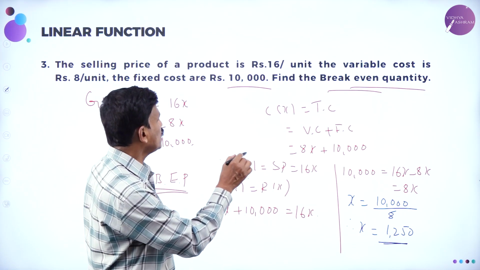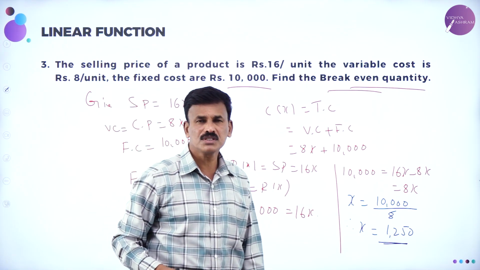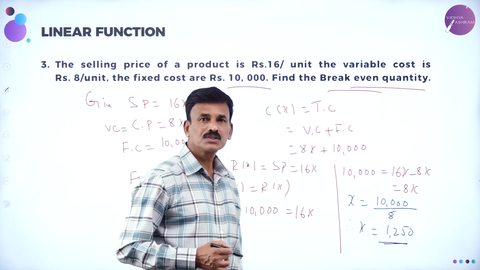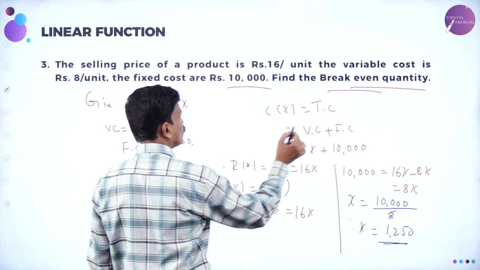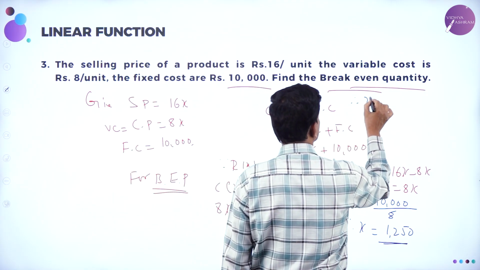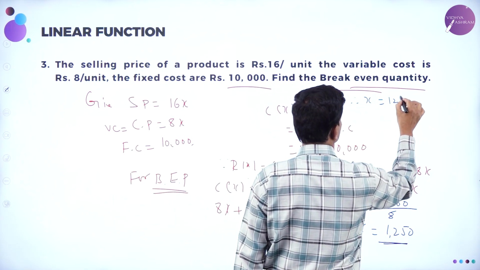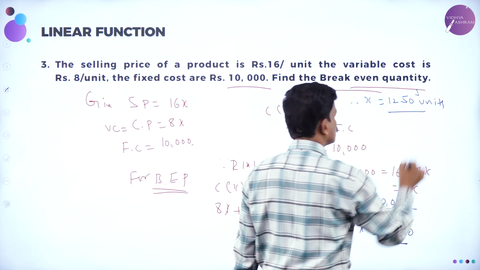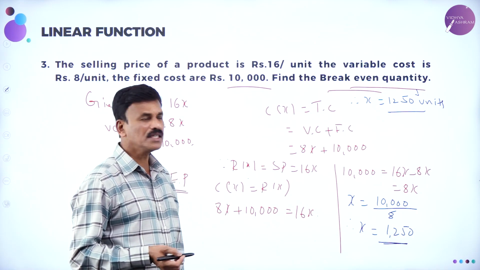So, the break even quantity is 1250, which is the value of x. Hope you followed, right? So, therefore, conclude this. Therefore, x is equal to 1250 units is the required answer. That's it. Now, move on to the next problem.